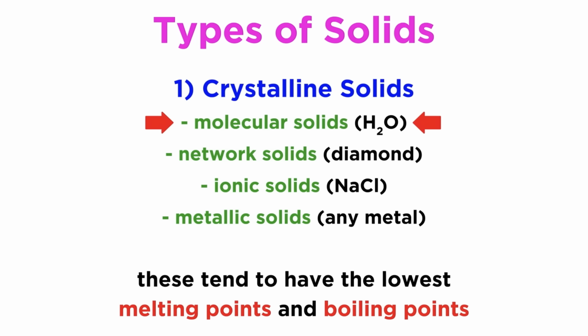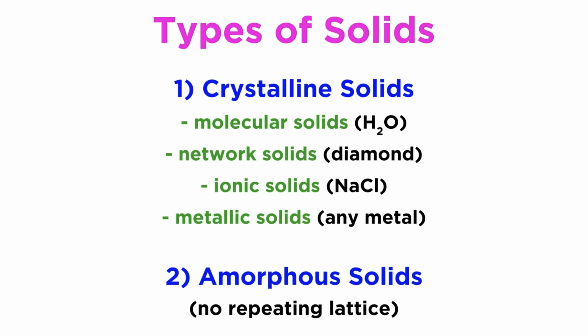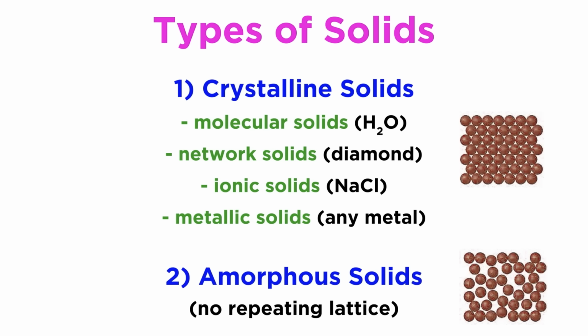Molecular solids tend to have the lowest melting and boiling points since the intermolecular forces holding the molecules together are relatively weak. Apart from these four types of crystalline solids, we can also have amorphous solids. These do not conform to an organized lattice structure, often because the molecules are very large and do not lend themselves to organization, such as with some polymers and gels.